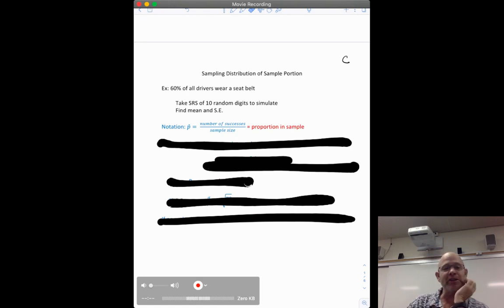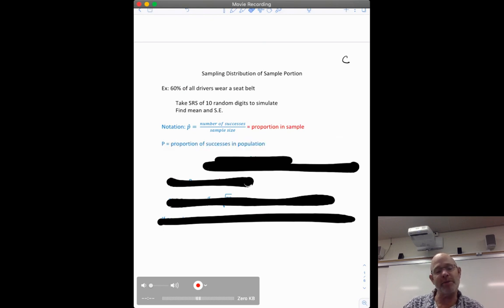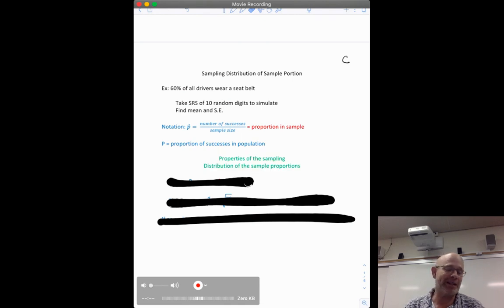So just as a notation, P hat. I don't know if I mentioned this in class or not, so I'll just say it again. P is the proportion of successes in your population. P hat is the proportion of successes in your sample. So P hat by definition is just the number of successes over the sample size in your sample. And P is the proportion of successes in your population. We're just going to put it all together. All this is basically is what I just showed you, so I can do some example problems.